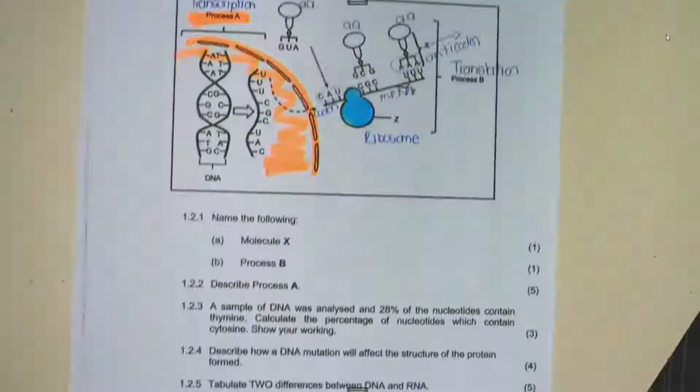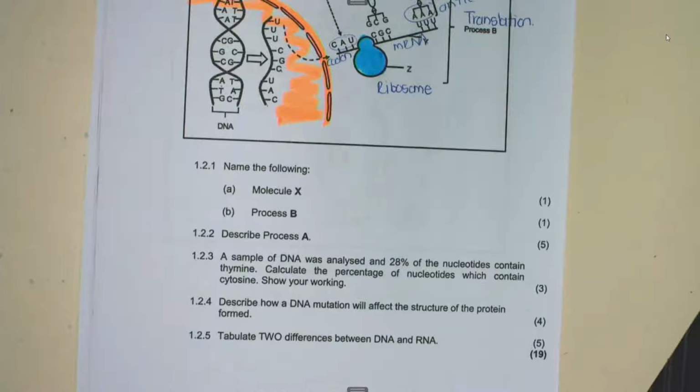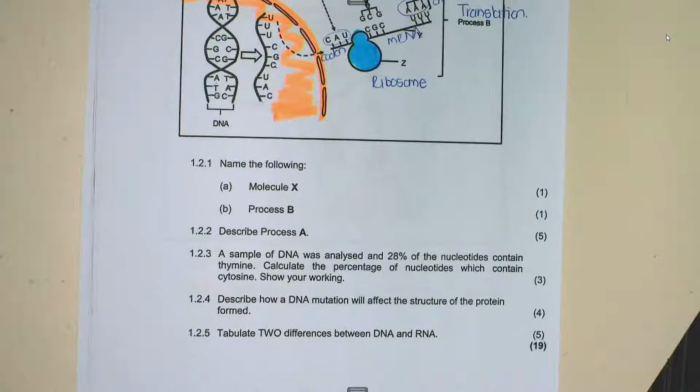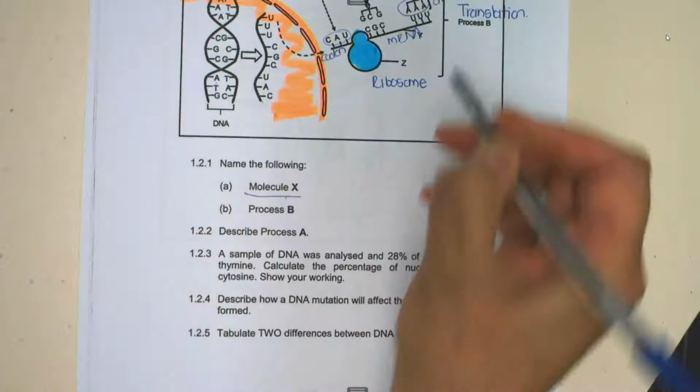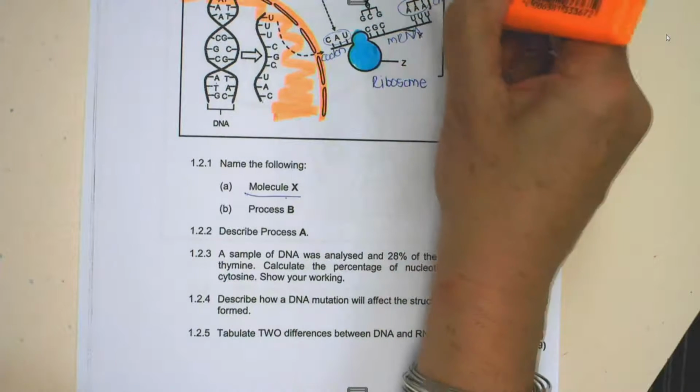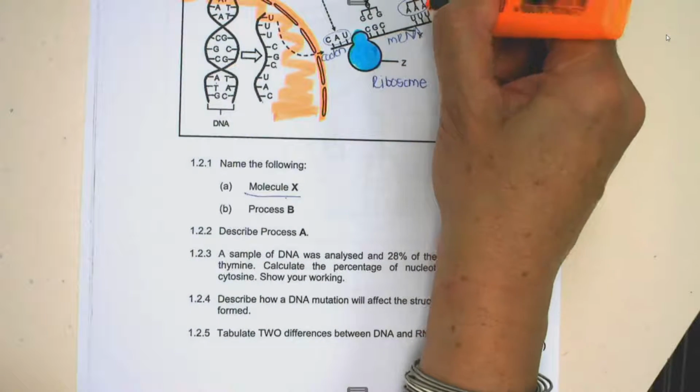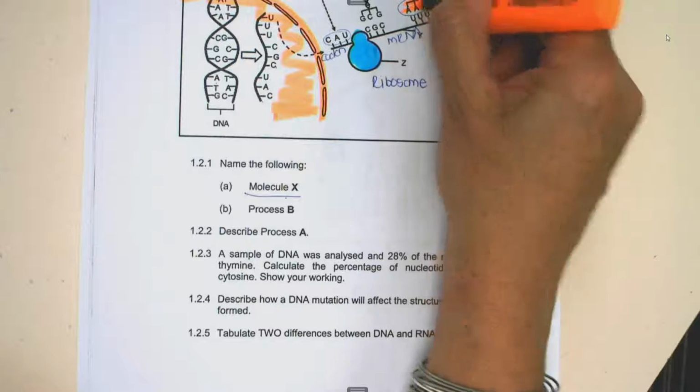Now I look at the questions. All right, number 1. 1.2.1, name the following. What is molecule X? This is now a molecule. There I have X. Let's just check again. And there's the bracket. So it's talking about that thing, that molecule.